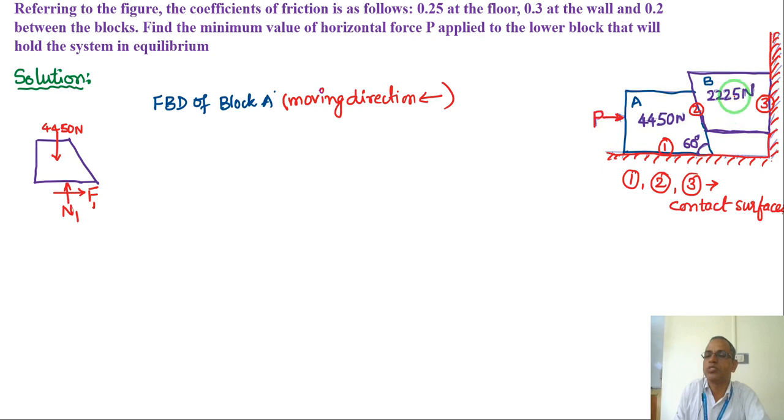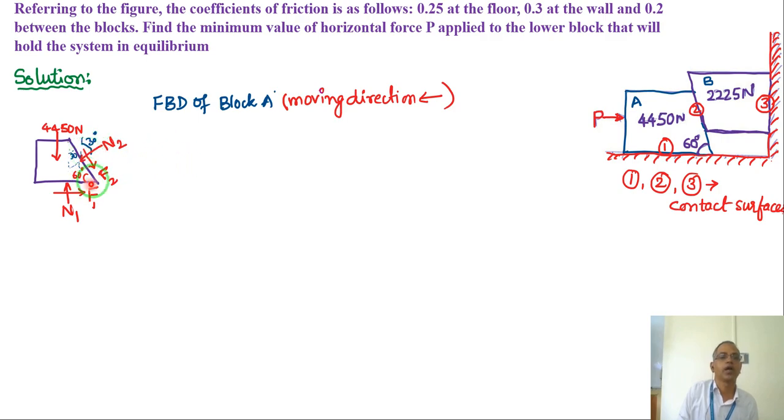Hold the system in equilibrium means I have to stop this from coming down. Coming down means this block will go left, so block A will go left. So friction direction is right. Then in the contact between the blocks, the friction is also along the surface, which is in this direction, and normal to the surface is N2.